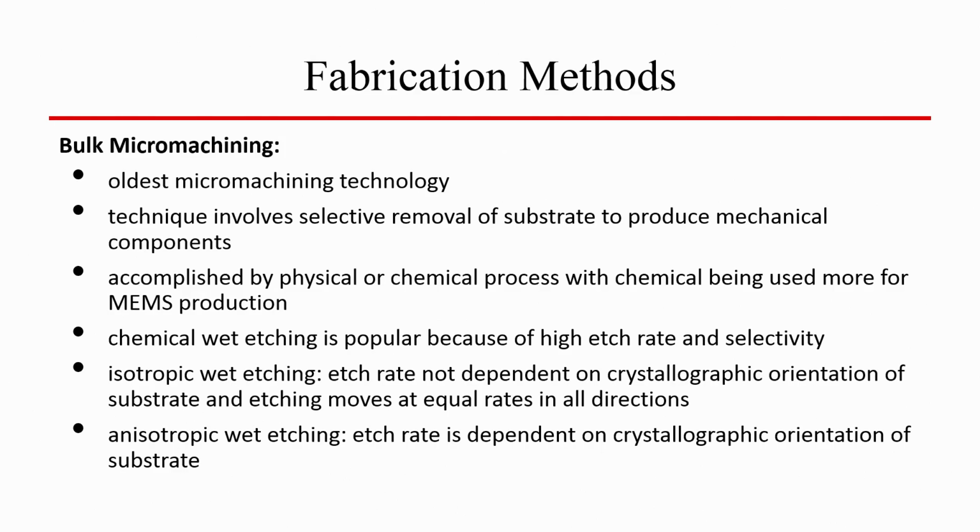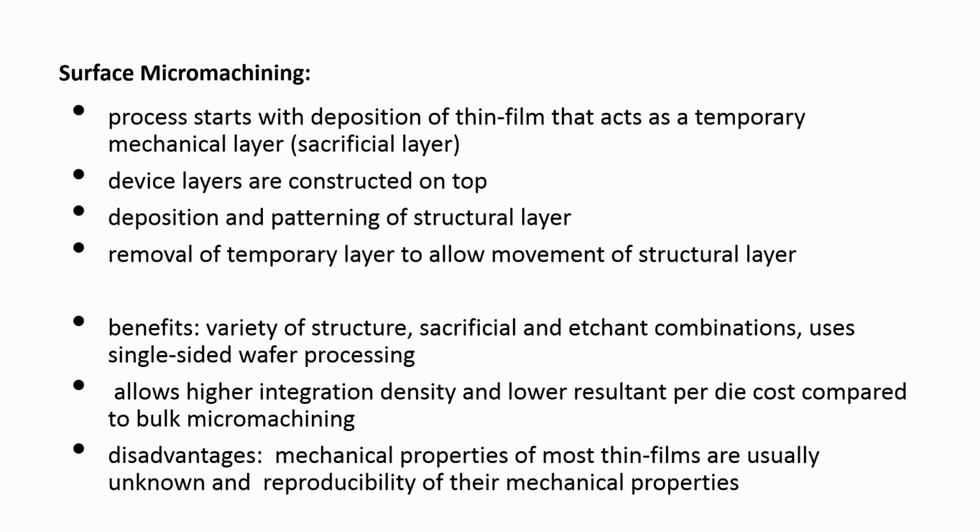Isotropic wet etching is where etch rate is not dependent on crystallographic orientation of substrate and etching moves at equal rates in all the directions, while there is anisotropic etching, where etch rate is dependent on crystallographic orientation of the substrate. So, when you talk about bulk micromachining, then there is a chemical way, there is dry etching, there is wet etching. In wet etching, you have isotropic etching and anisotropic etching, where the anisotropic etching depends on the crystallographic orientation, while in the case of isotropic wet etching, it is not dependent on crystallographic orientation, and etching moves at equal rates in all the directions.